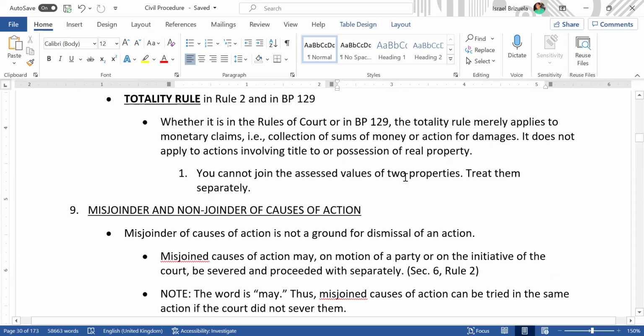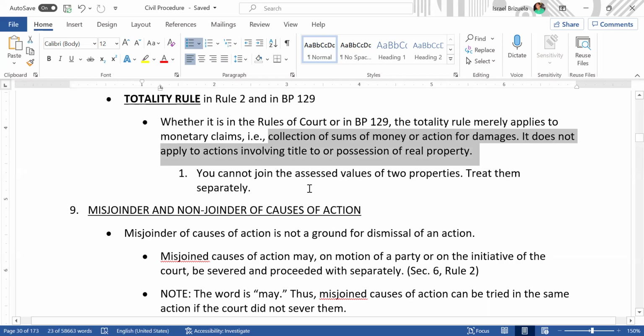Totality rule. Whether it is in Rule 2 or in BP 129, the totality rule merely applies to monetary claims, collection of sums of money, or actions for damages. It does not apply to actions involving title or possession of real property. You cannot join the assessed values of two properties; treat them separately.